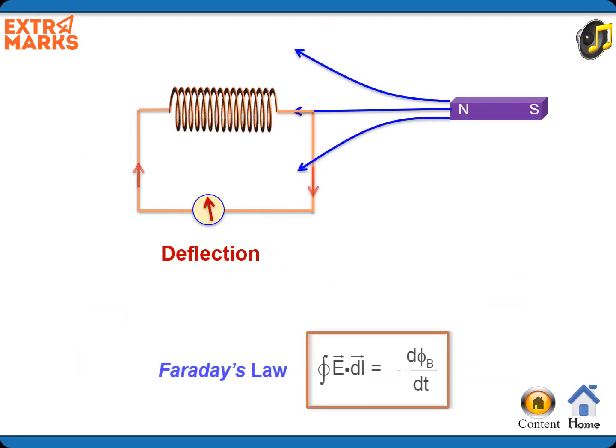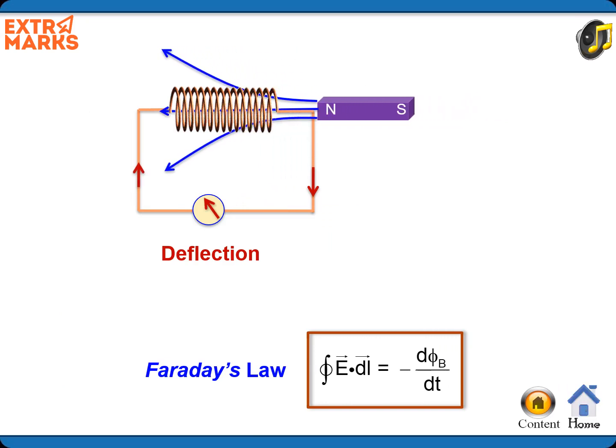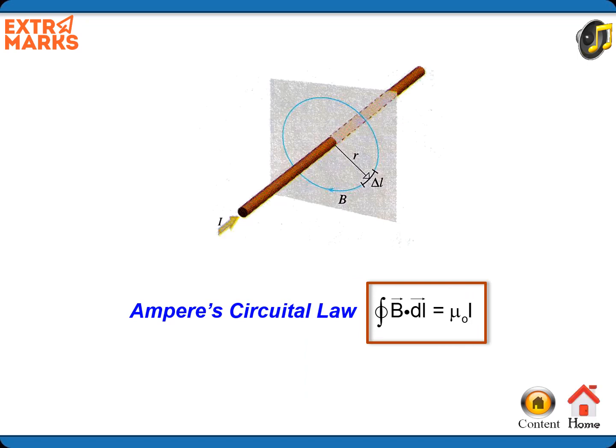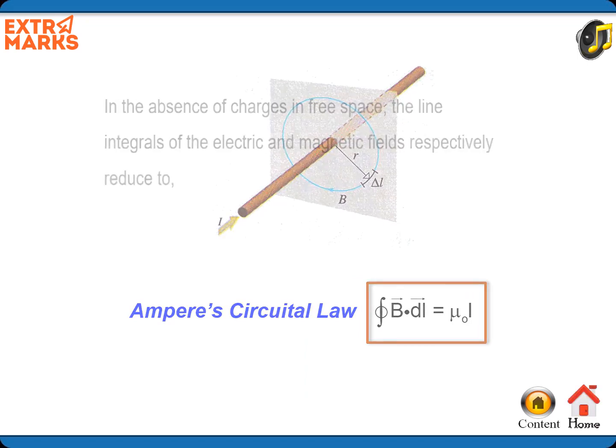Faraday's law describes that a time-varying magnetic field or magnetic flux induces an electric field. Ampere's circuital law describes that a magnetic field is produced by an electric current.